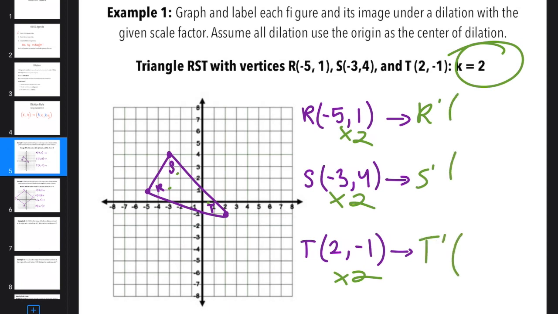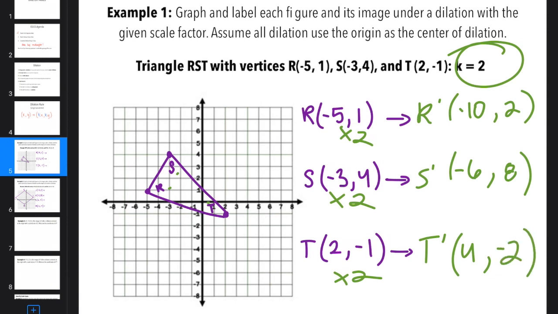So -5 times 2 gives me -10. 1 times 2 gives me 2. For S prime, -3 times 2 gives me -6, and 4 times 2 gives me 8. For T prime, 2 times 2 gives me 4, and -1 times 2 gives me -2.